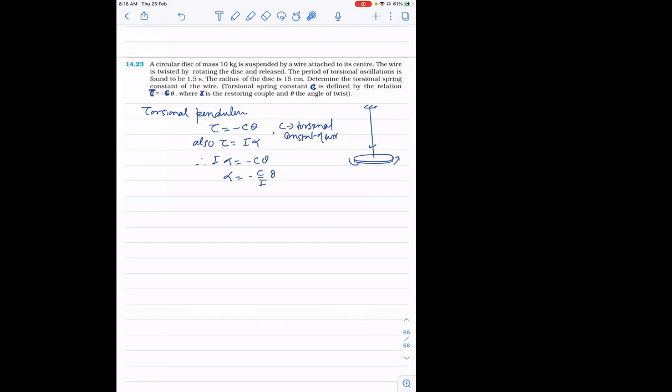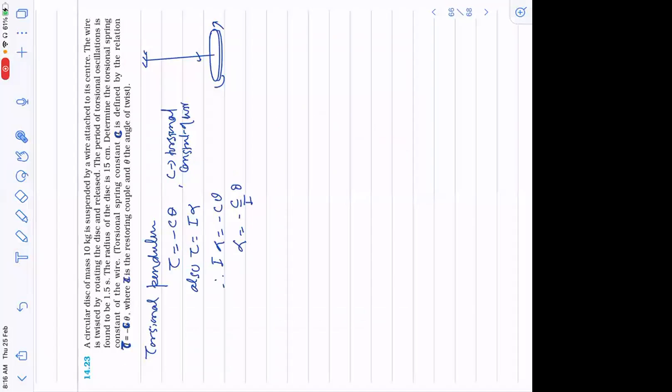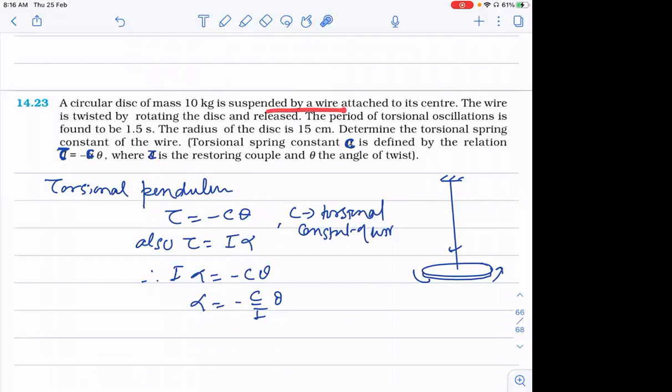Question ये है, circular disc of 10 kg. Let me hold it like this. Circular disc of 10 kg is suspended by the wire attached to the center. This is the diagram I have made. The wire is twisted by rotating the disc. और इस डिस्क को ऐसे रोटेट कर दो तो वायर विल गेट ट्विस्टेड, तो फिर वो वापस अनट्विस्ट होगी और विल ब्रिंग बैक द डिस्क टू इट्स ओरिजिनल पोजीशन, बट बिकॉज ऑफ inertia or moment of inertia, it will overshoot and then oscillate. So this type of oscillation is called torsional oscillation.